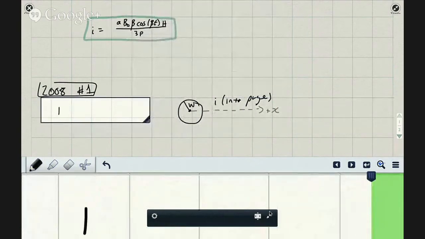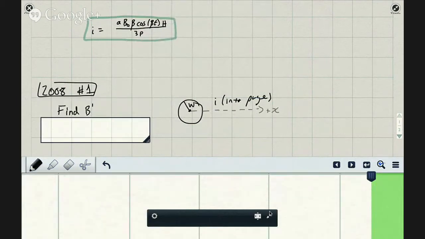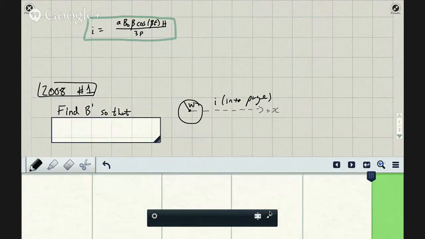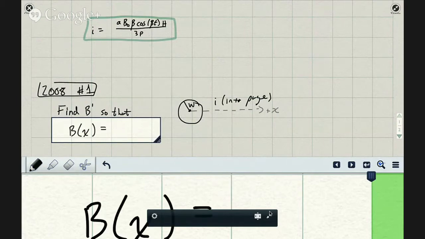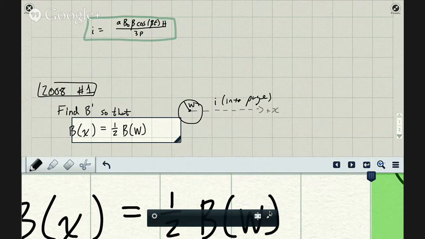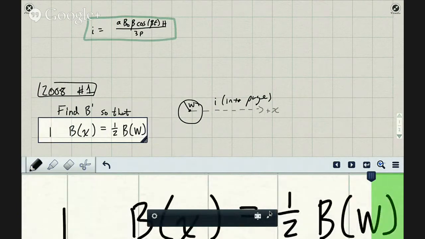So find B, we'll call it B prime, so that B evaluated at x, the magnetic field evaluated at x, is equal to 1/2 of the magnetic field evaluated at x equal to W. All right. So this is what B prime is going to equal to. All right. There we go.